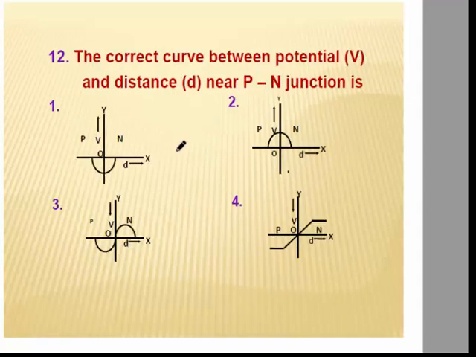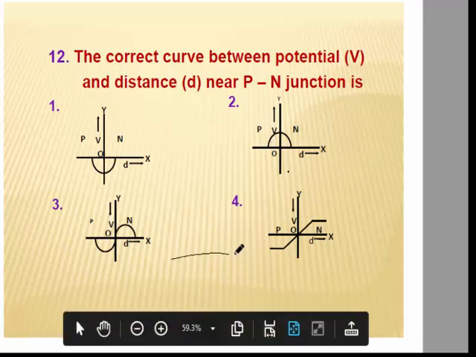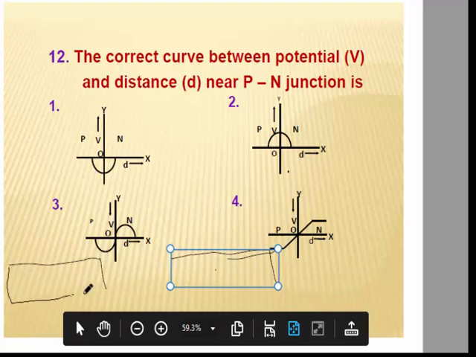Next, 12th question. The correct curve between potential and distance D near the PN junction is. Okay, so if you take a PN junction, I will draw it here once again. PN junction: P, and this is the depletion layer, and this is N.